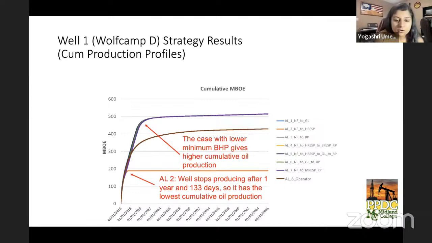These are cumulative curves that are based off of the artificial lift strategies. You'll notice that the case with the minimum flowing bottom hole pressure gives a higher cumulative oil production. And then you'll also notice that at case 8, which is that brown line shown over here, the operator did not have maximum cumulative production when it was on a natural flow for about a year.